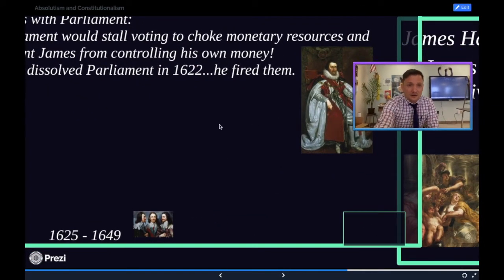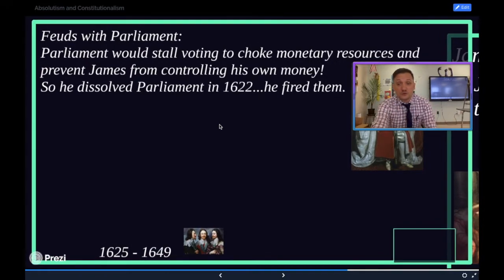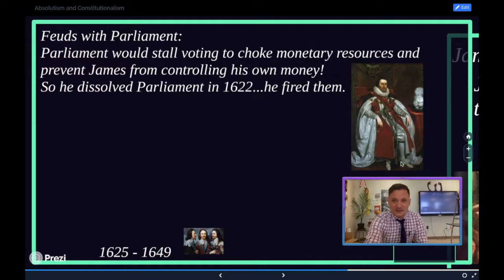So the big thing about it, though, is he's going to have these massive feuds with Parliament. Look at James. He's not doing the Louis leg, but he is showing some leg. So he's going to have massive, huge feuds with Parliament, and this is going to stall voting and choke monetary resources, because Parliament's like, look, you want to play this game? Yeah, we'll take your tonnage and poundage into consideration, but we need a break. We're going to go and we're going to vote on Tuesday. All right, we'll vote on Tuesday.